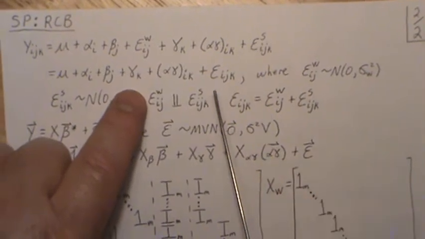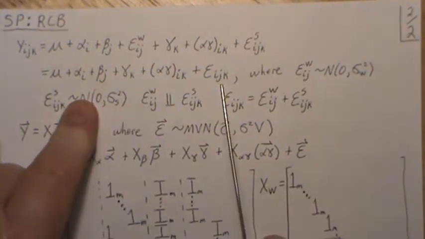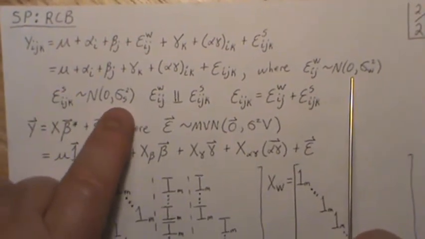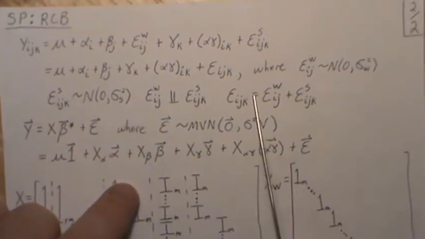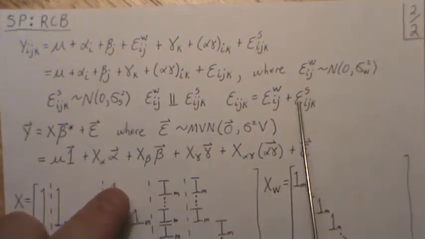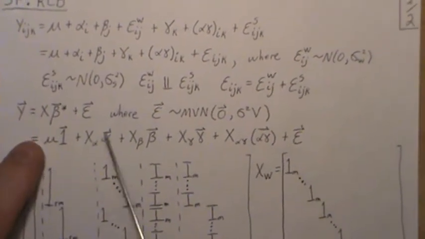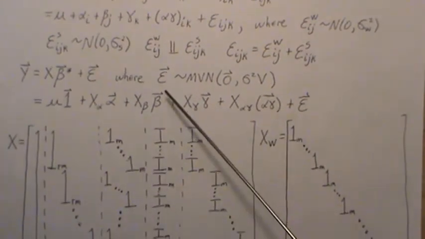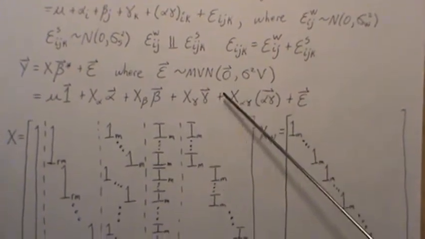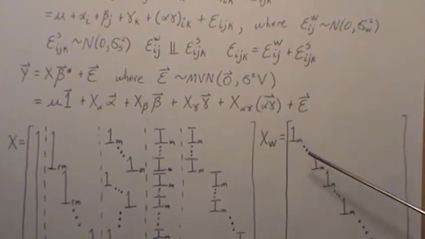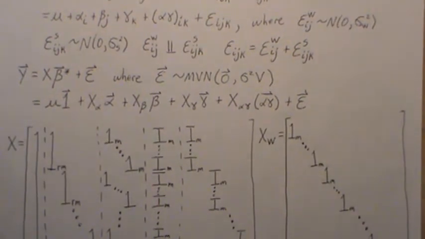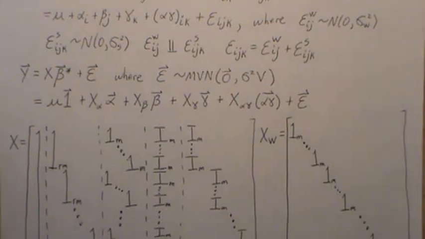Everything else is the same. These are often put together in one error term. The whole plot errors are normally distributed. The split plot errors are normally distributed. They're independent. And then this epsilon is actually the addition of those two. Generically, we can write it the same: Y is equal to X beta star plus epsilon, where epsilon is multivariate normal, mean vector 0, covariance sigma squared V. And actually, the split plot is part of what's called a cluster model design, which we may or may not cover.